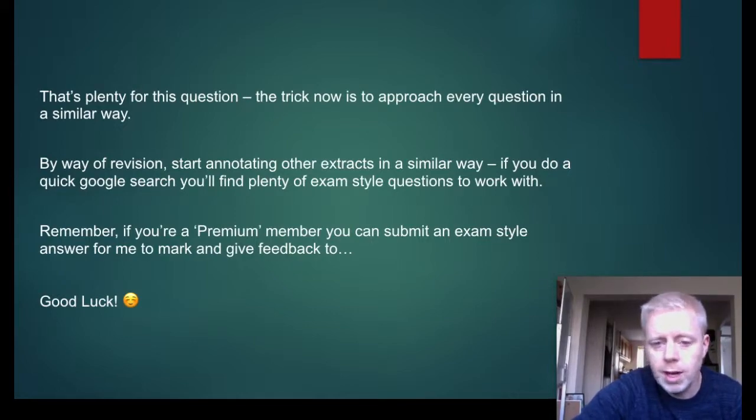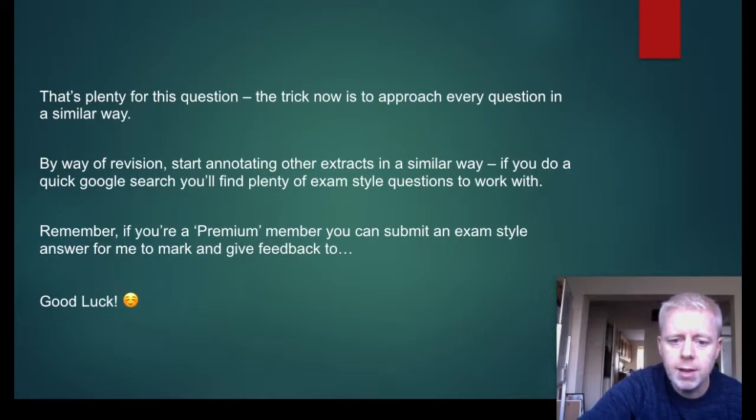Now, your task or your challenge is to approach every question in a similar way. By way of revision, you could start annotating other extracts without actually writing the answers. You could just annotate them, get used to that, and looking at various techniques that are contained within specific extracts. Do a quick Google search online, you'll find plenty of exam style questions there.